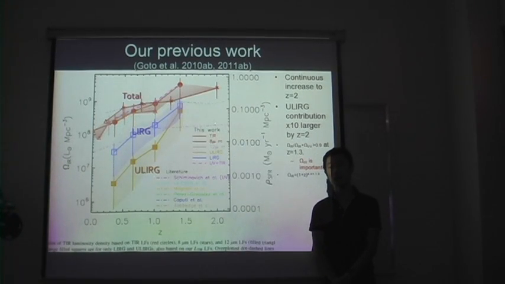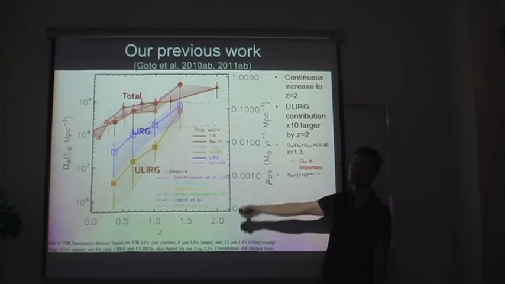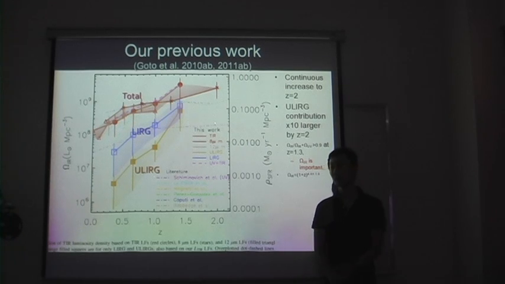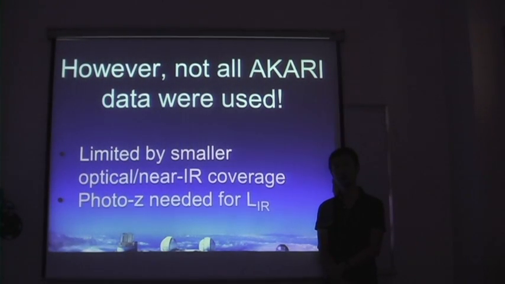And using this AKARI mid-infrared data, we estimated the cosmic star formation rate history in our previous work. Here's our previous result. The cosmic star formation rate density is increasing towards the past. However, our previous work had a big problem. Not all AKARI NEP data were used.